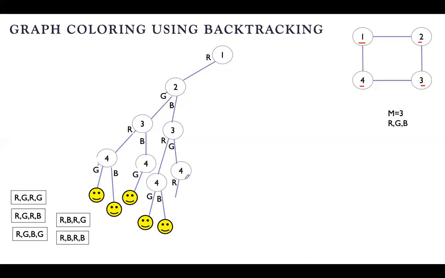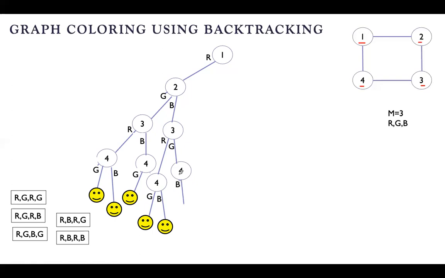I will put R. Okay, R, is it allowed? See, vertex 4 is R, vertex 1 is also R. They are adjacent. You cannot put R for vertex 4. Can you put green? Green is also not allowed because they two are adjacent. 3 and 4 are adjacent. Green is also not allowed.